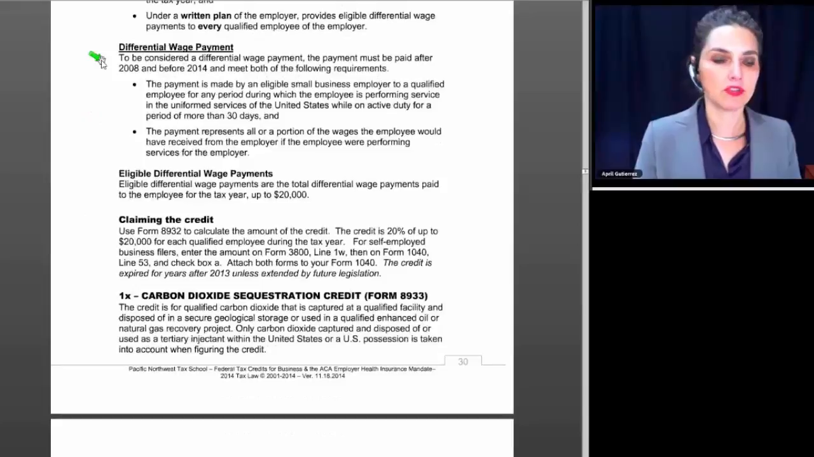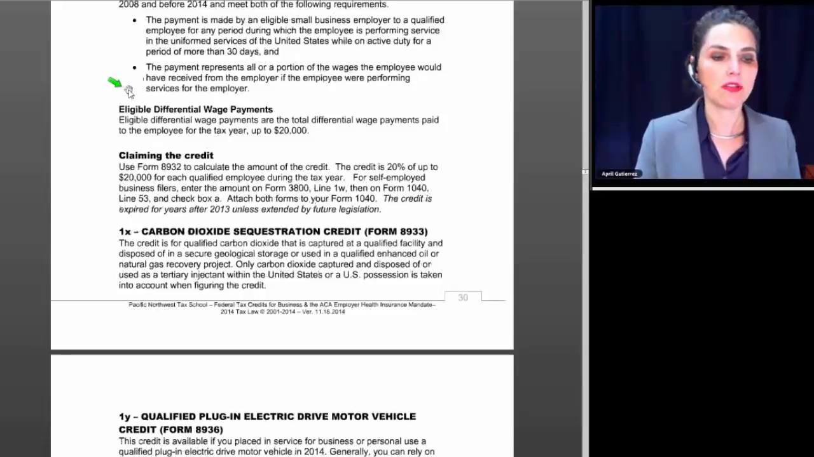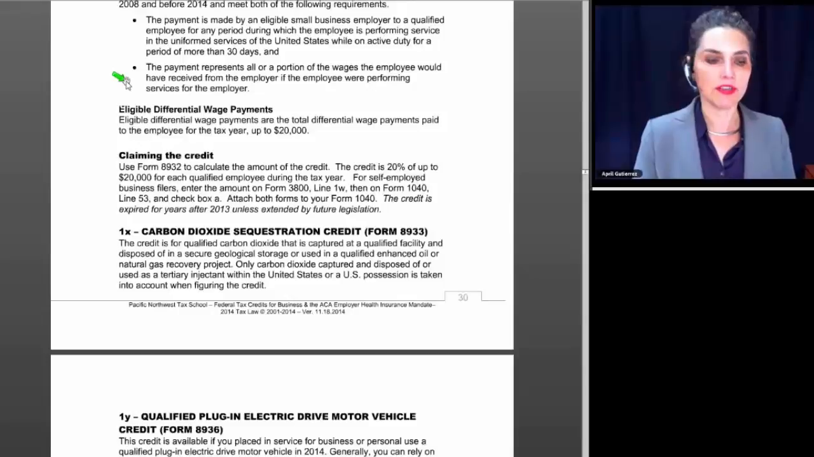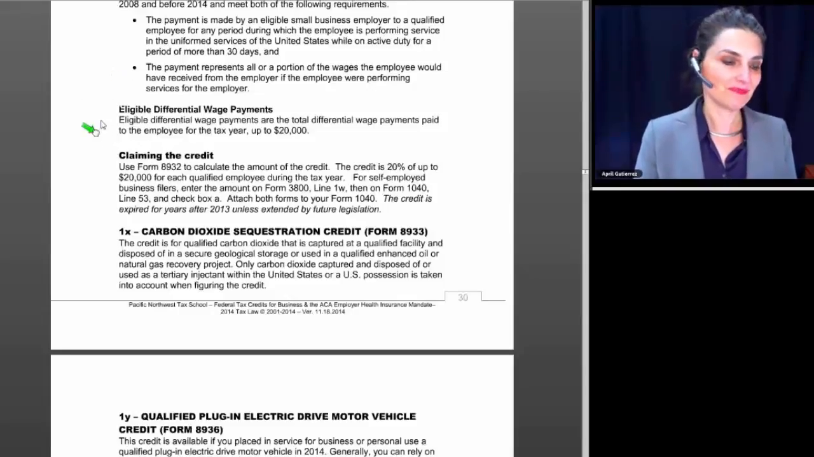To be considered a differential wage payment, the payment must be paid after 2008 and before 2014 and meet the following requirements. The payment is made by an eligible small business employer to a qualified employee for any period during which the employee is performing service in the U.S. Armed Forces while on active duty for a period of more than 30 days, and the payment represents all or a portion of the wages the employee would have received from the employer if the employee were actually working for the employer and not called to active duty.